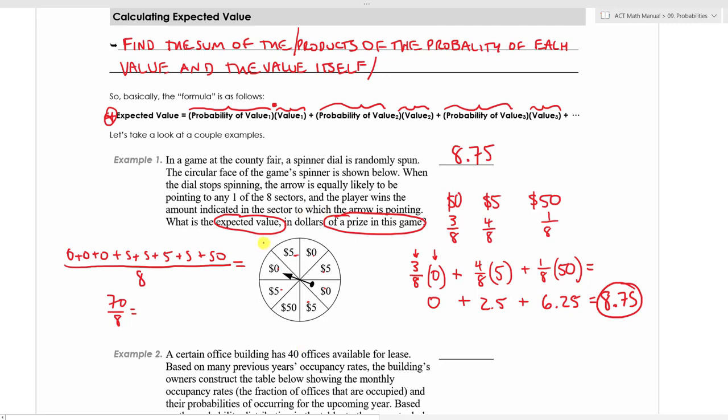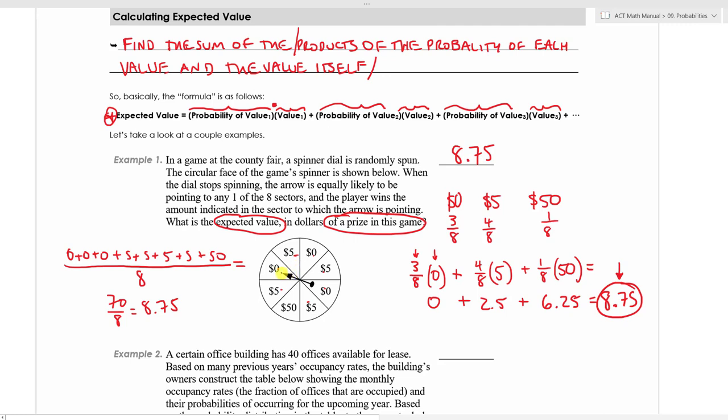That's pretty much what an expected value is. It is really the average of all of the possible outcomes of a certain event. 8.75. The other way to think about this is that this number is what we would win on each spin if we were to play this game over and over and over again. In other words, in the long term, we would expect to win an average of $8.75 every time we played this game.